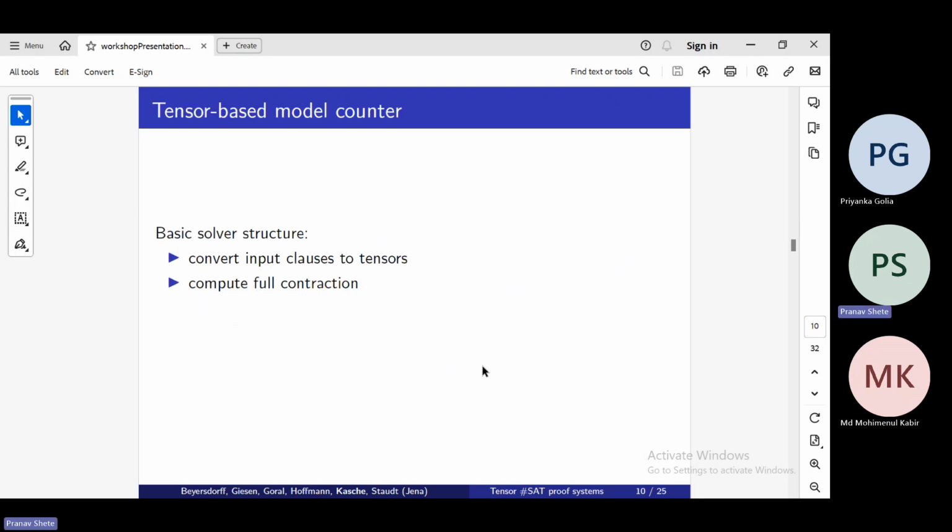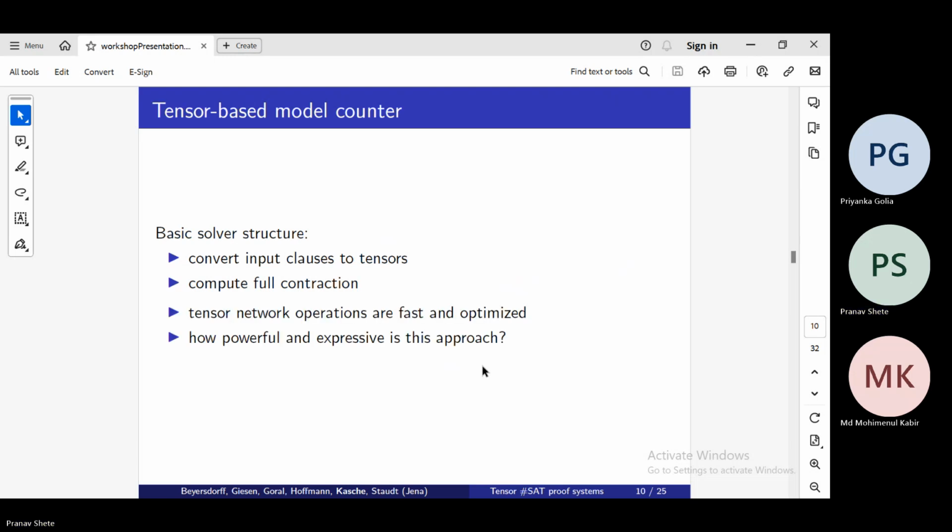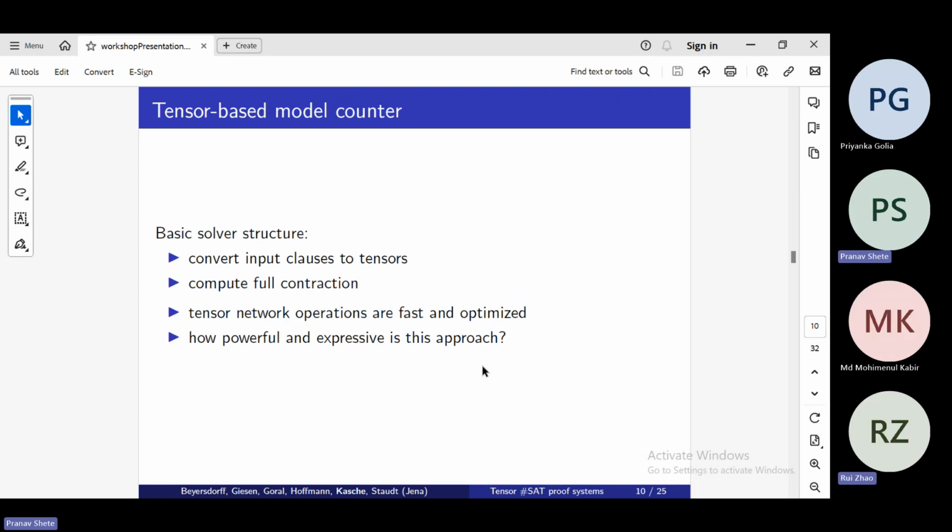So this gives us a model counting solver. We just take our input clauses and convert them to tensors, and then we compute the full contraction according to this algorithm, which is well known in the tensor community. Now, an advantage is that these tensor operations are well optimized, and they are fast also on current hardware. But we want to know how powerful this approach is precisely, and how expressive is it, are there any limitations?